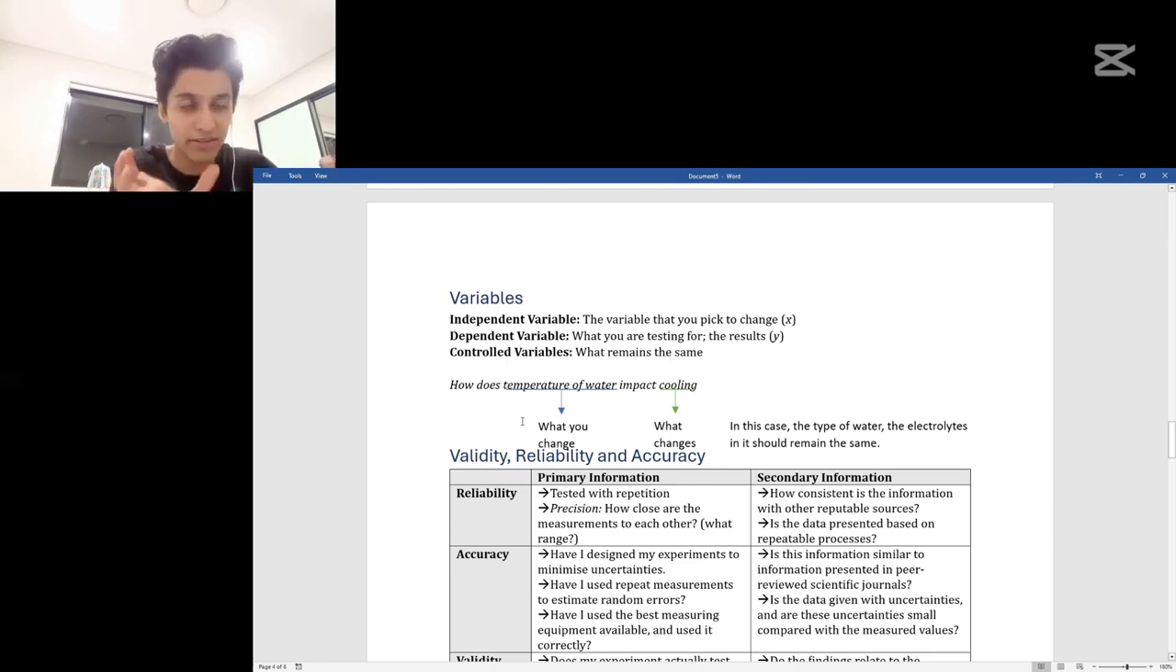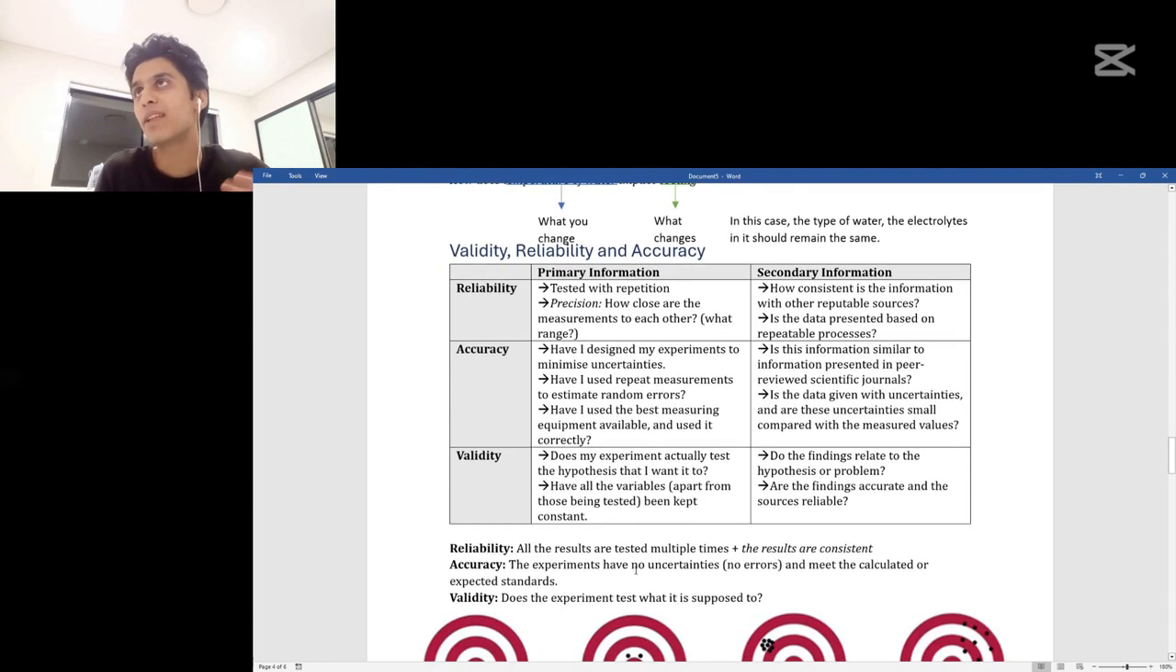So remember, the dependent variable is always dependent on the independent variable. If that sounds confusing, forget it. Okay, validity, reliability, and accuracy. So, reliability, tested with repetition. And the thing is, there's a common misconception with reliability, is that you have lots of trials and they're very close together.